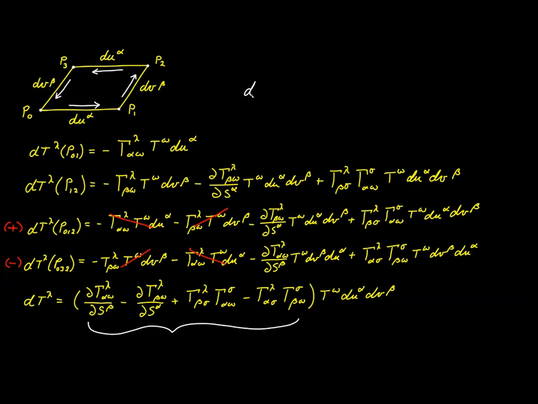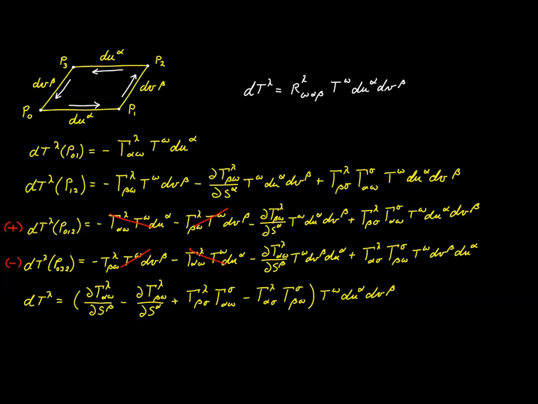The change in the vector dt lambda is equal to this expression, which is really the Riemann-Christoffel tensor, or lambda omega alpha beta, contracted first of all with our vector t omega, and then with our transporting vectors du alpha and dv beta.